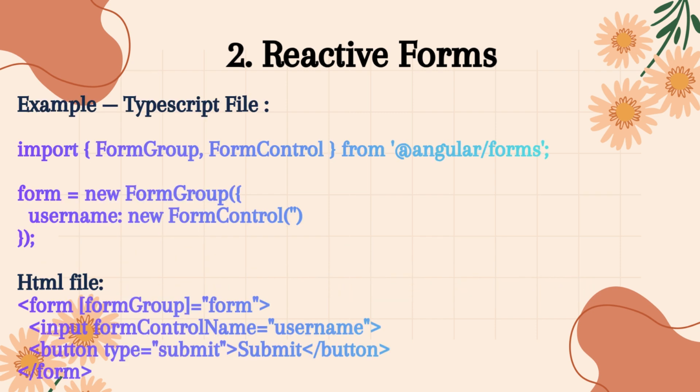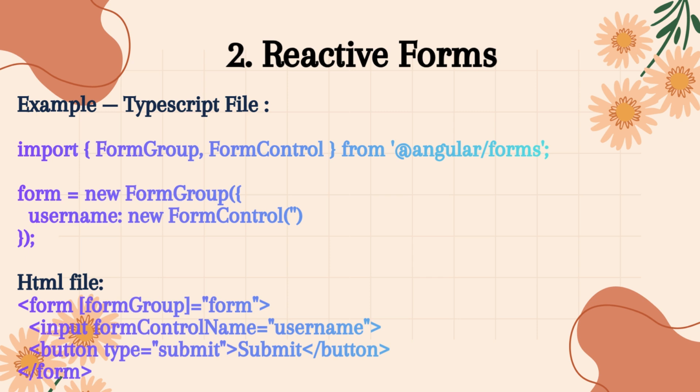Now let's look at an example of a reactive form in Angular. In this code, we first import FormGroup and FormControl from @angular/forms. Inside the component, we create a new form group called form, which contains one form control named username. This control manages the input value and validation completely through TypeScript.